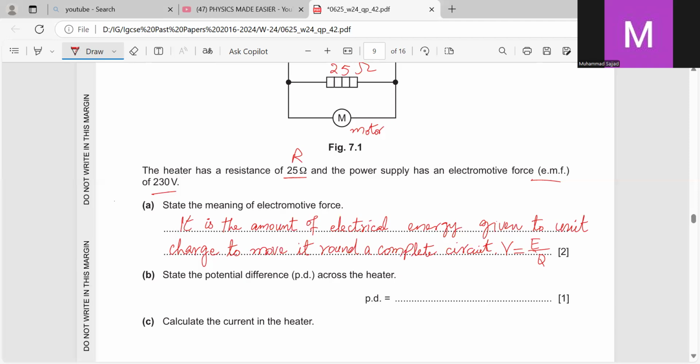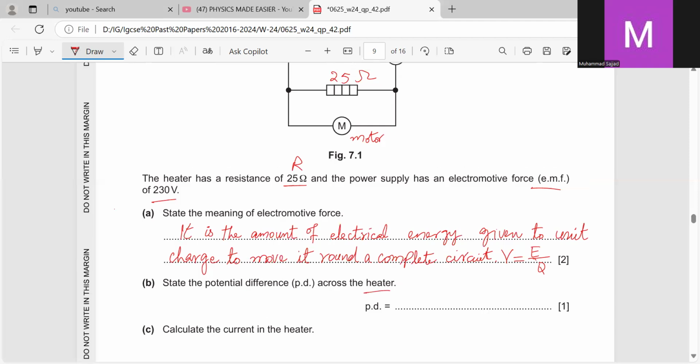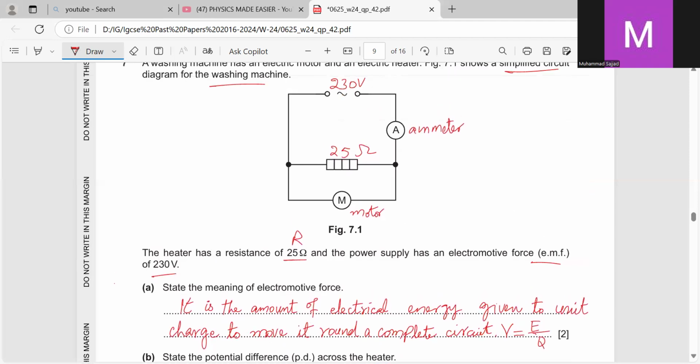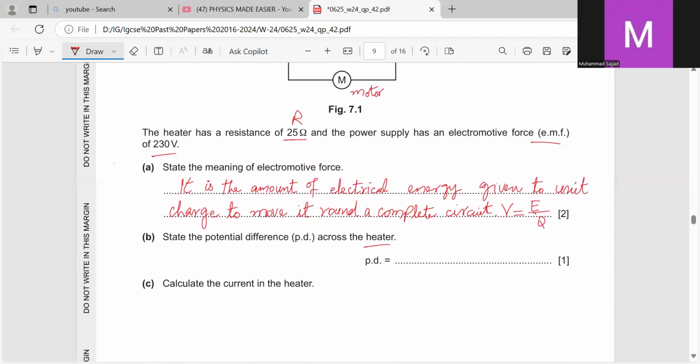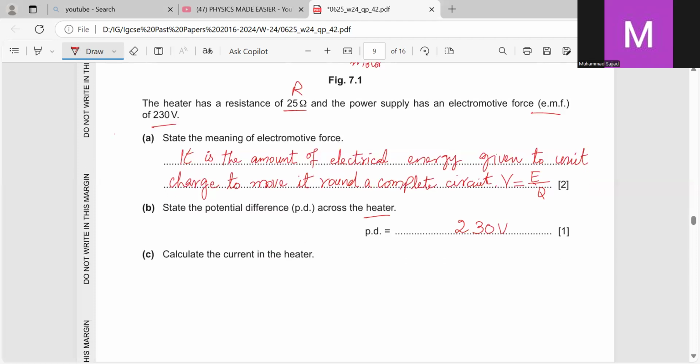State the potential difference across the heater. As heater and motor are connected in parallel to each other, and in a parallel combination of components, potential difference stays the same across each component because they are directly connected to the power supply. So this will be 230 volts.